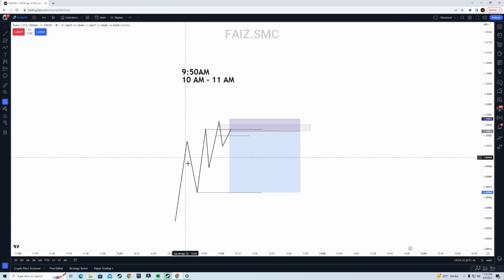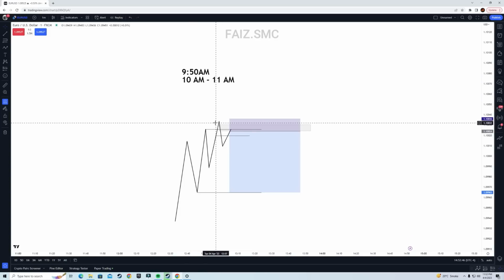So let me repeat the rules again. At 9:50, you come up to your charts. You mark out the recent high and low, okay? There are liquidity levels on the 5-minute time frame. And then you look for a liquidity sweep.